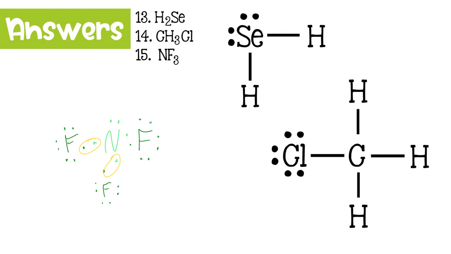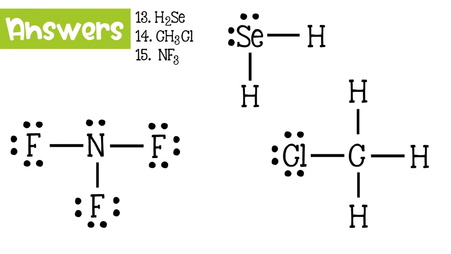So we're going to put the nitrogen in the middle and we're going to bond it once to each of the fluorines. Check to make sure you have complete octets, and we do indeed have complete octets for all 4 atoms. We are done.